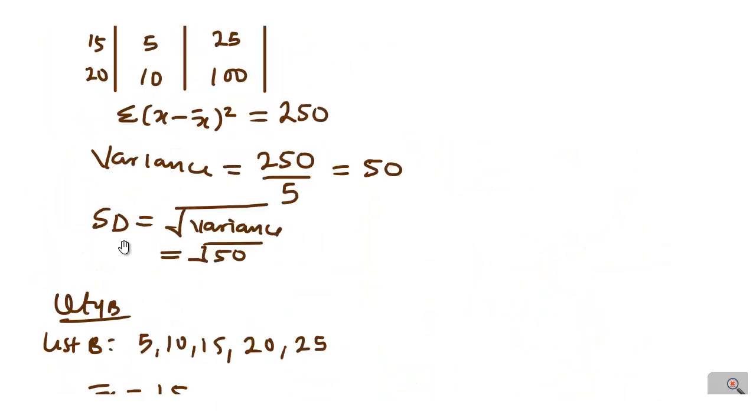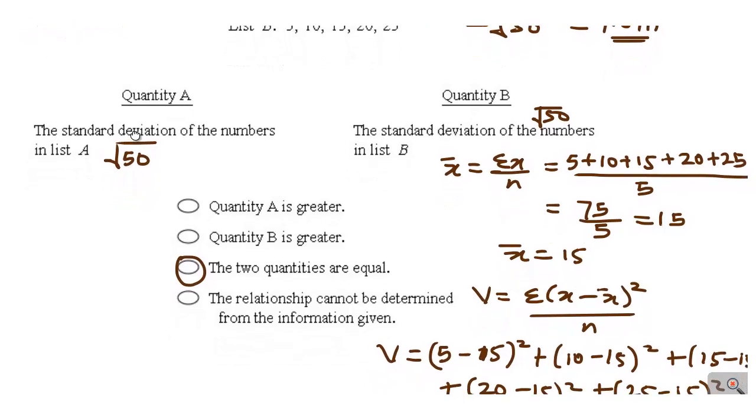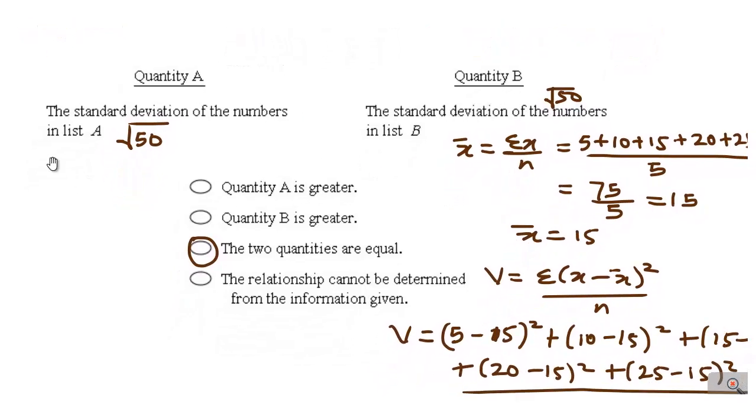So from what we have here, our standard deviation is the square root of 50. So that makes quantity A and quantity B equal. So the two quantities are equal.